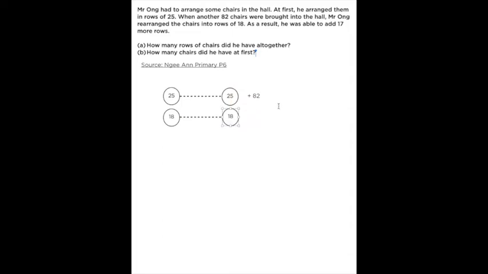With this new arrangement, Mr. Ong was able to add 17 more rows. The way to record this is you draw a circle to represent one additional row, and then you type times 17 to represent the additional 17 rows.